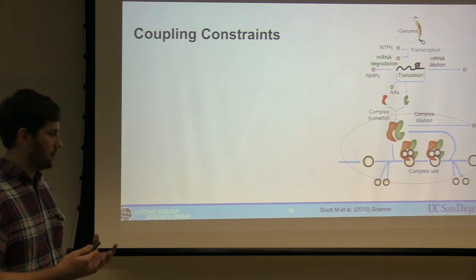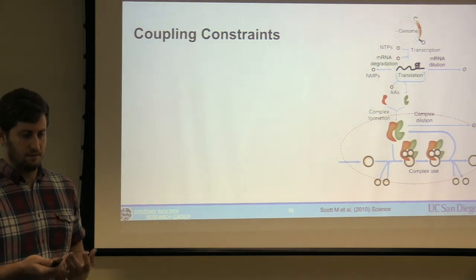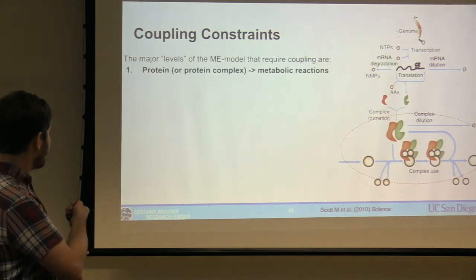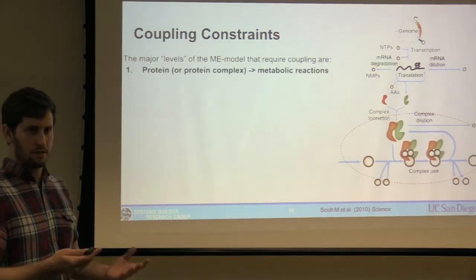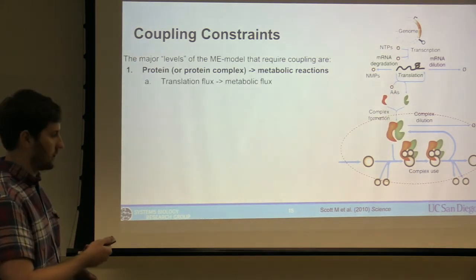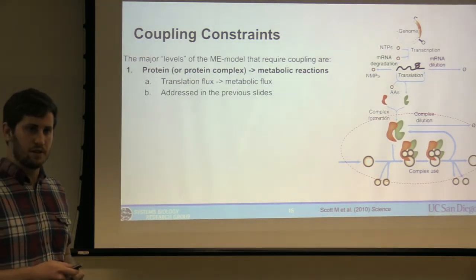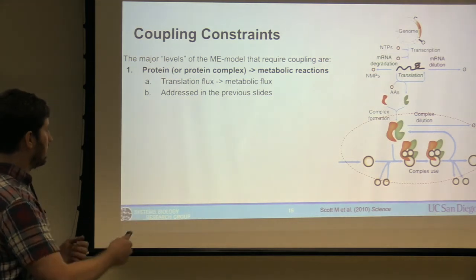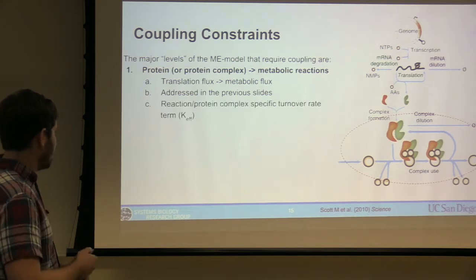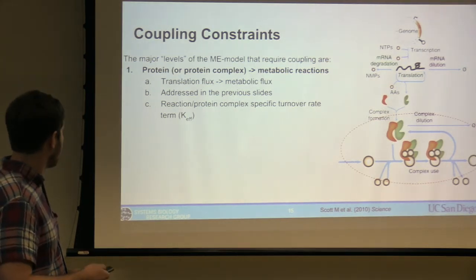So basically throughout an ME model you can think of the major levels that need to be coupled in terms of basically two major levels. These include coupling of protein to metabolic reactions, or converting this to the model. This is coupling translation flux to metabolic flux. And this is basically exactly the example that I showed on the previous slide. So this first level of coupling is already accomplished, as the turnover rate is the main difference between all the different complexes.